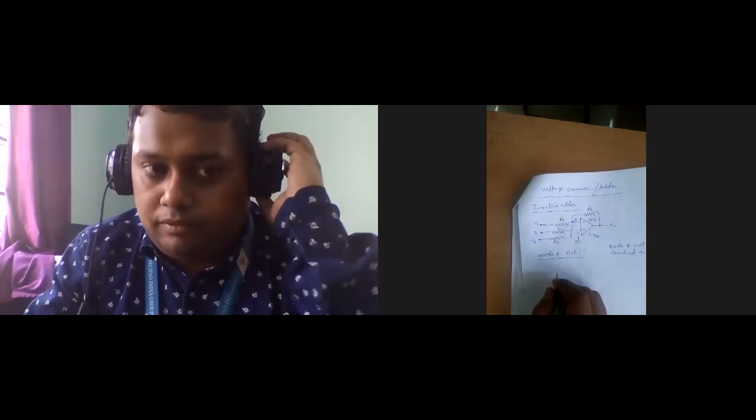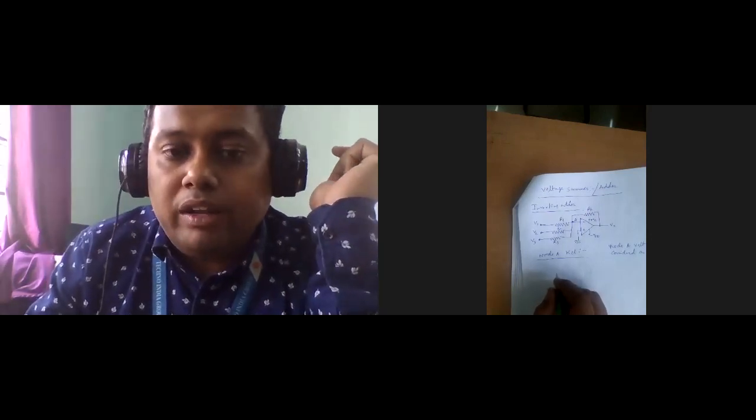At node A, if we apply KCL, and consider the potential of node A as V, what is the KCL at node A? Can you tell me what is the node A voltage?